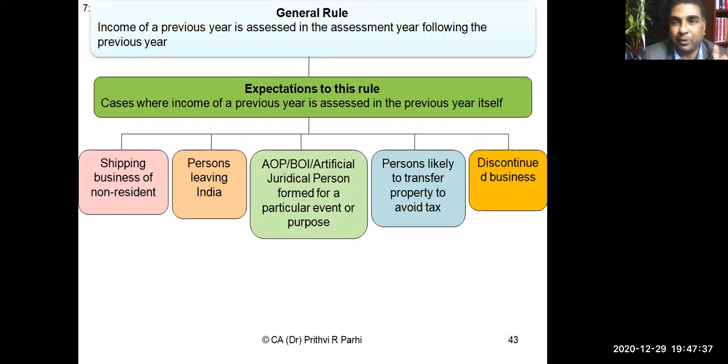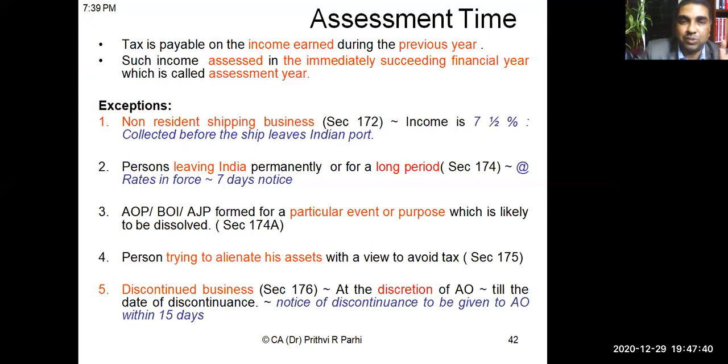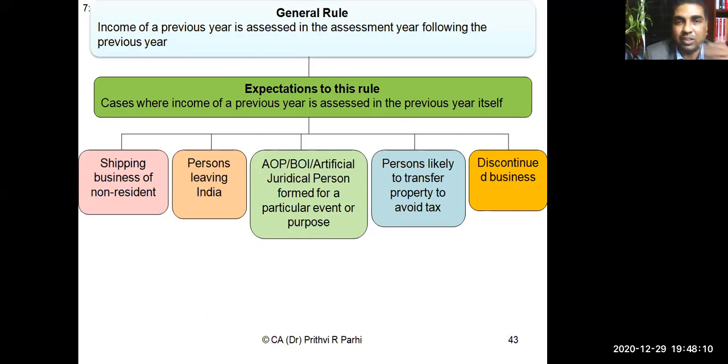Okay, the general rule I told you, but always remember there are 5 exceptions to that. 1, non-resident shipping business. 2, a person leaving India permanently or for a long period of time. Third, AOP, BOI, AJP formed for a particular event or purpose which is likely to be dissolved. Point 4, a person who is trying to alienate his asset with a view to avoid tax. And point 5, discontinued business. These are the 5 exceptions to the normal rule that income earned in the previous year will be assessed in the subsequent year, called the assessment year.